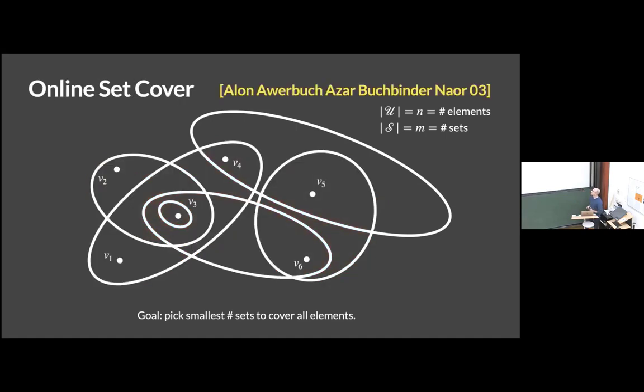Great. So what's the online version of this problem? By now, this is somewhat of a classic problem. It was introduced by Alon, Awerbuch, Azar, Buchbinder, and Naor, coming on 20 years ago. In this version of the problem, we're again solving set cover, but this time we don't know any of the elements up front. Instead, they're going to be revealed to us one by one by an adversary. So we can think of this as an adversary fixing the ground set of the elements and then showing it to us one by one.